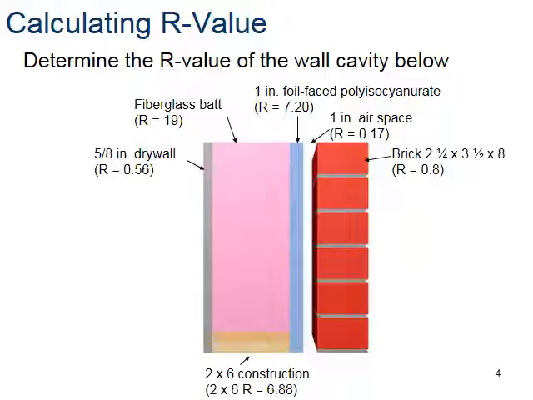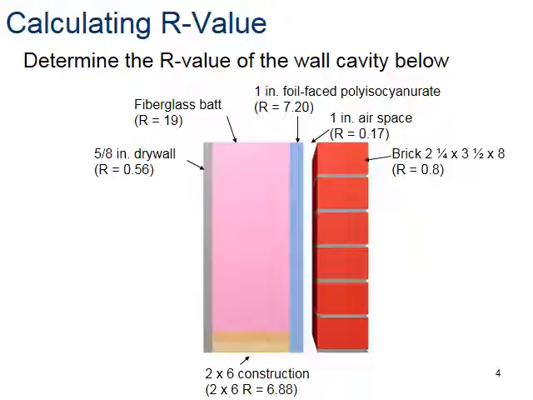So here we have a cross-section of a wall. So you can see the outside of, so this could be your house or a building of any kind. So on the outside, on the right-hand side, you see some brick, and it gives you what the dimensions are, and it says in parentheses R equals 0.8. So that's the R value of the brick. And as we go to the left, we have a 1-inch air gap. The R value for air is 0.17. And then we have some foil. That R value, or its resistance, is 7.2.